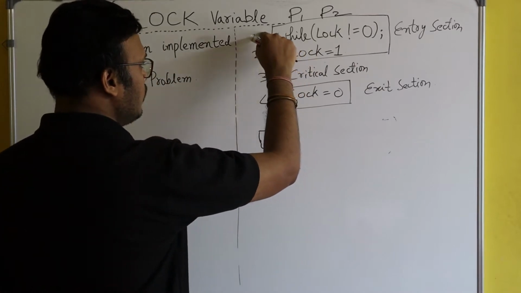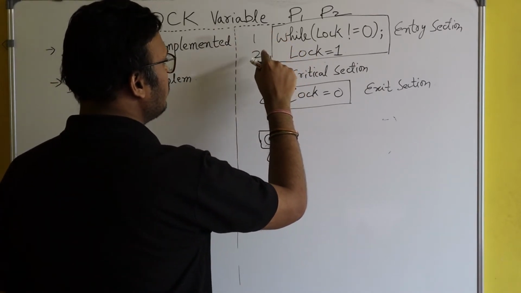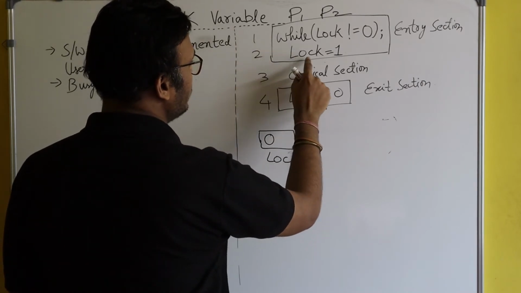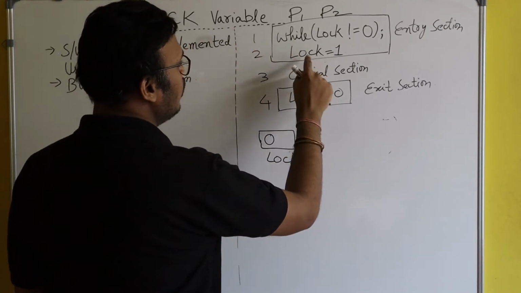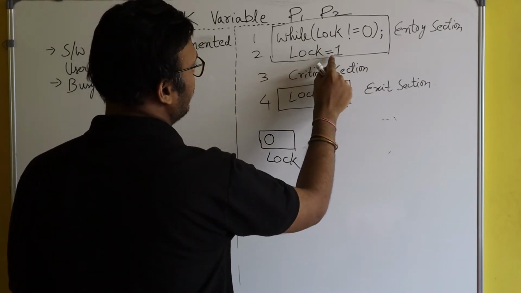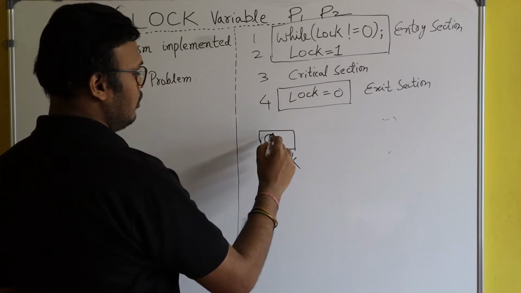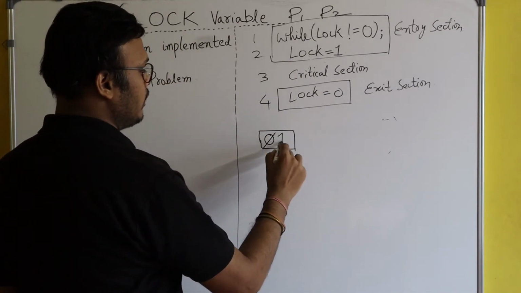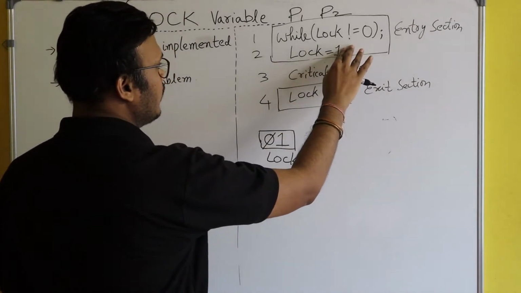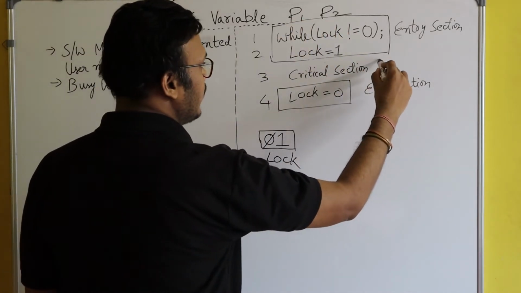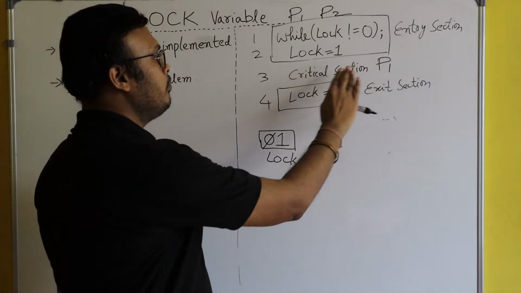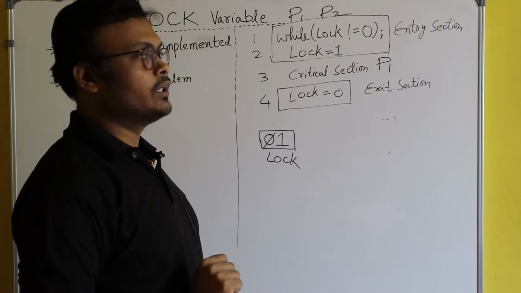So now P1 came to line number 2, and you see in line number 2 the lock variable is assigned a value 1. So now the lock variable contains 1, and after that P1 will enter inside the critical section, and now you see P1 is present inside the critical section.